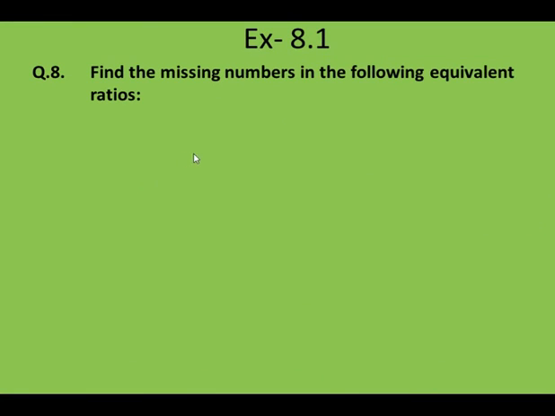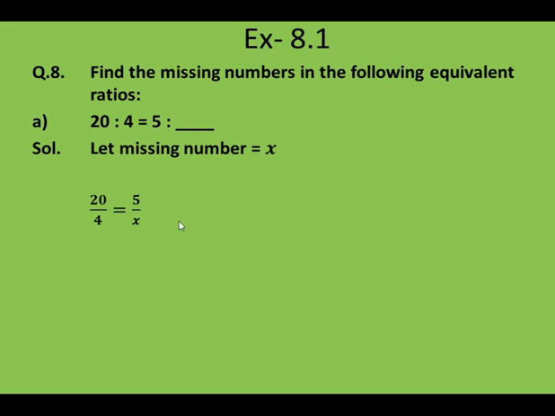Then we are having question number 8. Find the missing number. Here in A part we have to find this missing number. So let the missing number be x. So we can write as 20 upon 4 equal to 5 upon x. We have written in fraction. Now by cross multiplication, cross multiply the numbers. So we will get 20x equal to 4 into 5. Therefore 20x equal to 20. So x will be equal to 20 upon 20, that is 1. Okay.